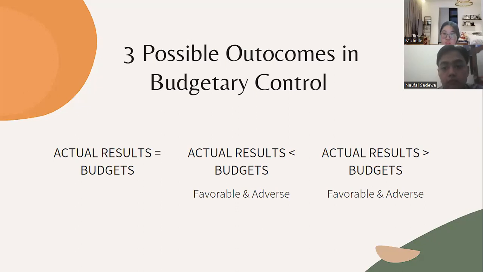And the third one is actual result is bigger than the budget. And also there are two aspects, which are favorable and adverse. In the comparison on a cost item, the outcome is not good because we spend more than we expected, which is the adverse. And the favorable is when the comparison is on the revenue item. This outcome is good because we earn more revenue than what we expected. The difference between the budget and the actual cost is called variance.